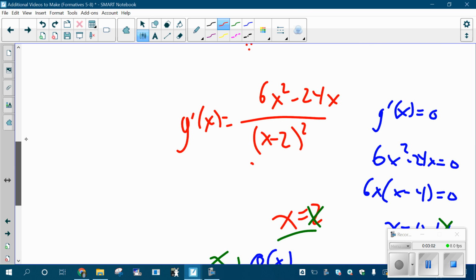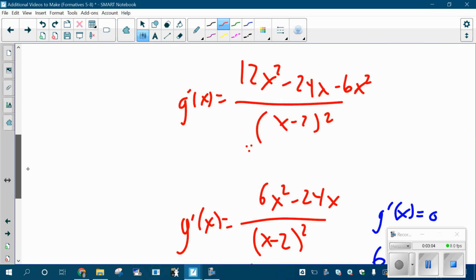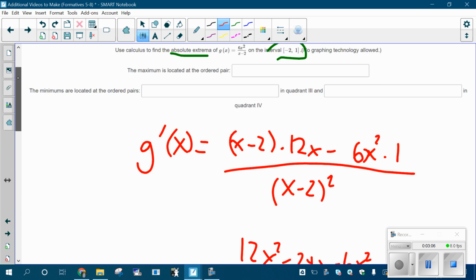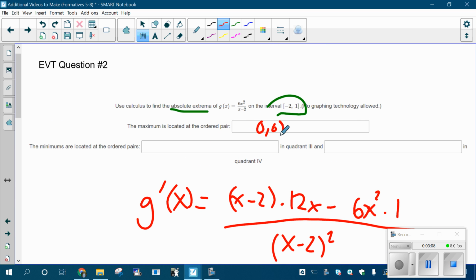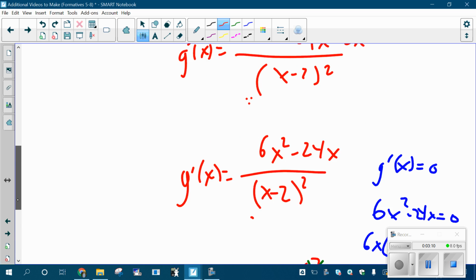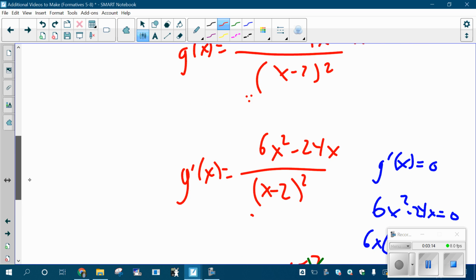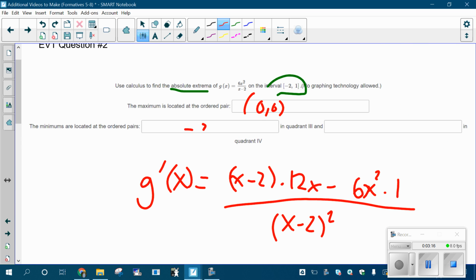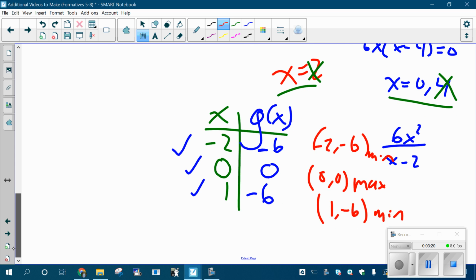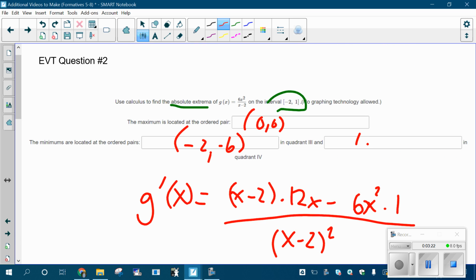Okay, so let's go answer these questions. The maximum is located at the ordered pair 0, 0. And then one of these is in the 3rd quadrant, one of them is in the 4th quadrant. This one, -2, -6, is in the 3rd quadrant. So then the other minimum is 1, -6 in the 4th quadrant. And that concludes this video.